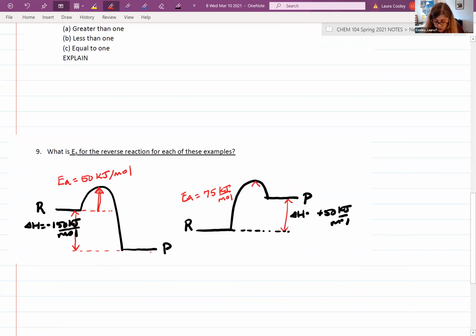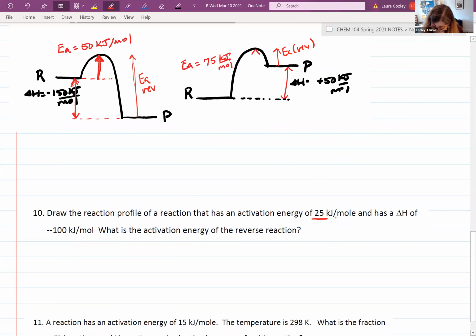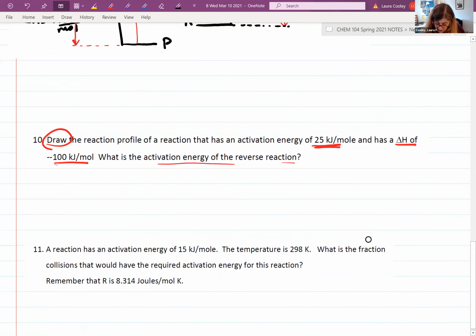It has a couple of reaction profiles here, and it tells you what the EA is and what the delta H is, and asks you, what would the EA be for the reverse reaction? This would be EA for the reverse reaction. This would be the EA for the reverse reaction. We didn't do too much on that, and it's a good idea for you to do that. This tells you what the activation energy is and what the delta H is, and asks you to draw the profile and then find the activation energy for the reverse reaction.